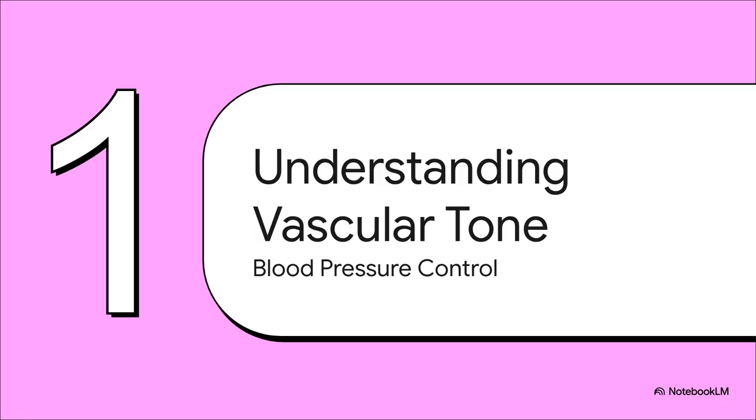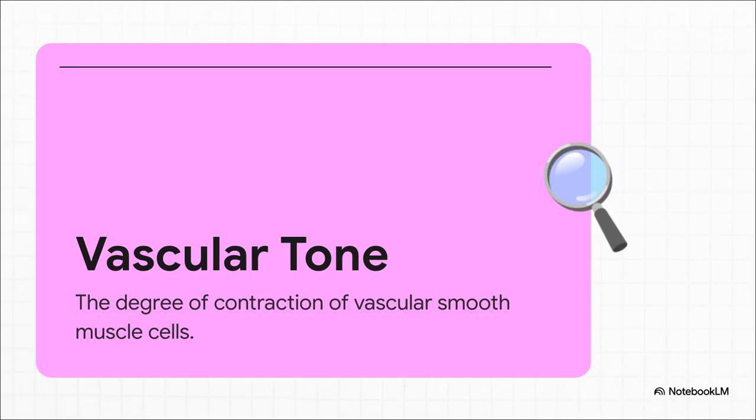Before we can even begin to talk about drugs that change blood pressure, we absolutely have to understand the fundamental concept of vascular tone and the body's own natural ways of controlling it. So what exactly is vascular tone? At its heart, the definition is pretty simple. It's just the degree of contraction. Think of it as how squeezed the smooth muscle cells are inside the walls of our blood vessels. This constant, partial contraction is what keeps our blood pressure up and makes sure blood flows steadily.